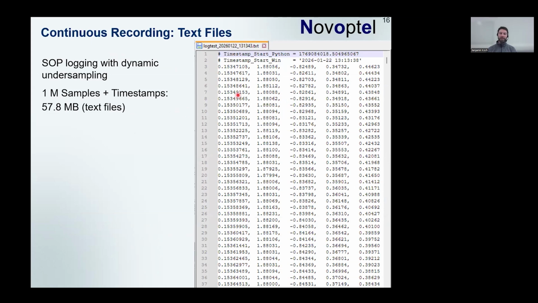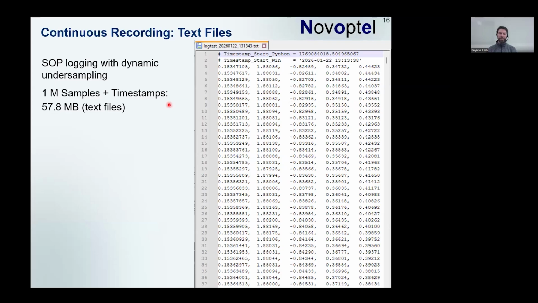One possibility is to use text files. They have the advantage that you can just open them with an editor and look at the data. At the beginning, we have the timestamps, and then the first column is a relative timestamp in 10 nanosecond resolution relative to the start of the recording. And the other columns are power in milliwatt, and then the 3 Stokes parameters, 1, 2, 3.